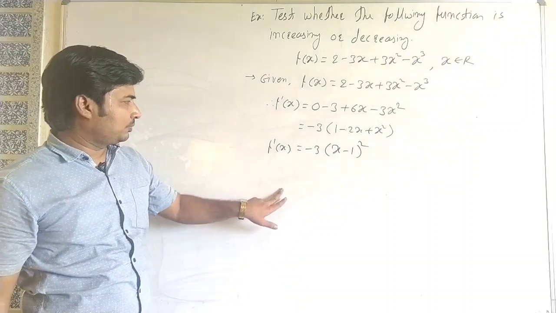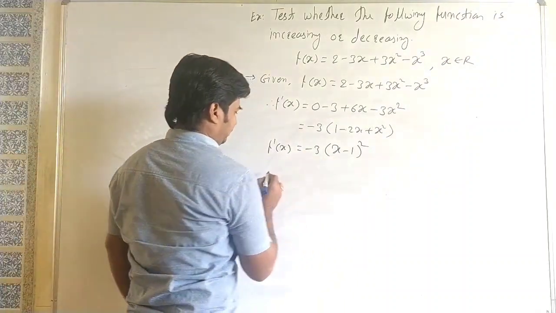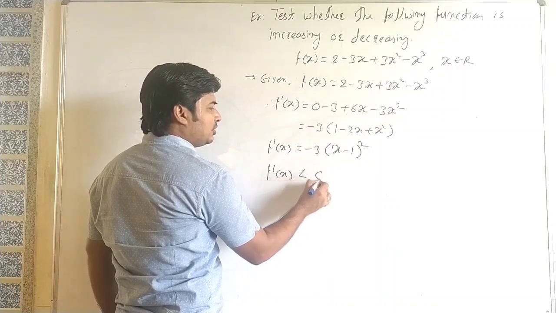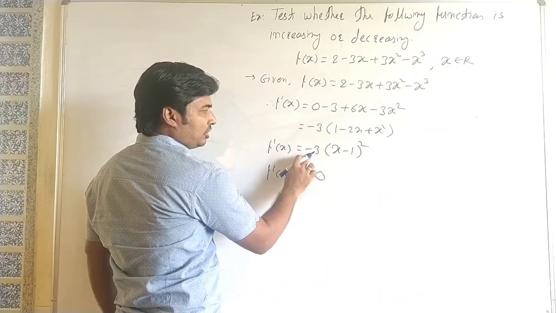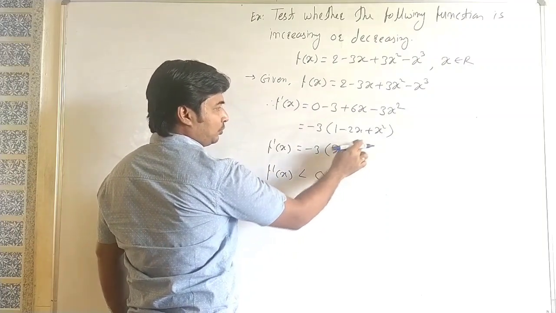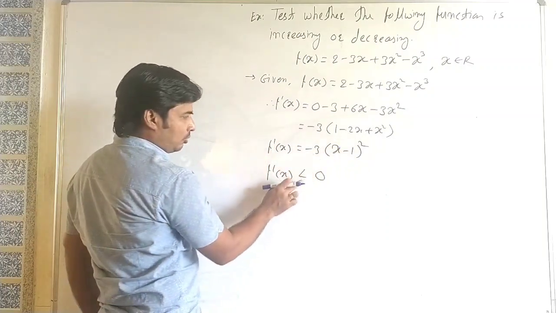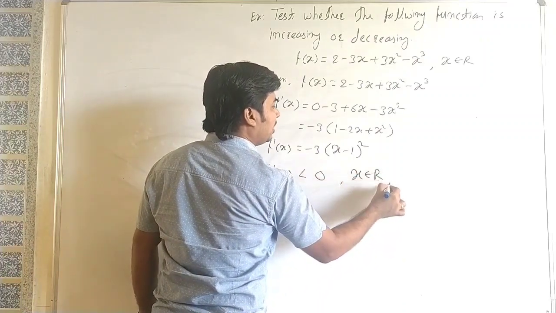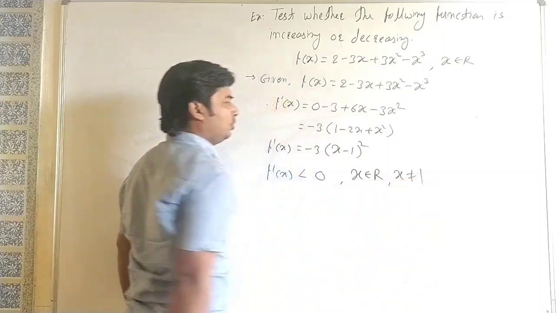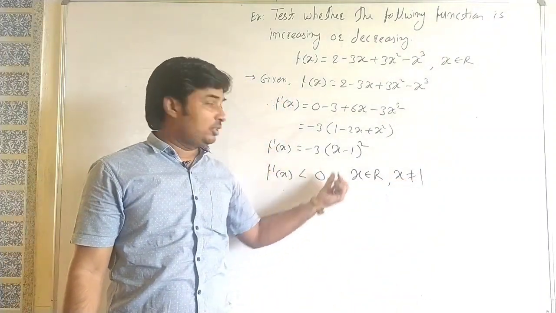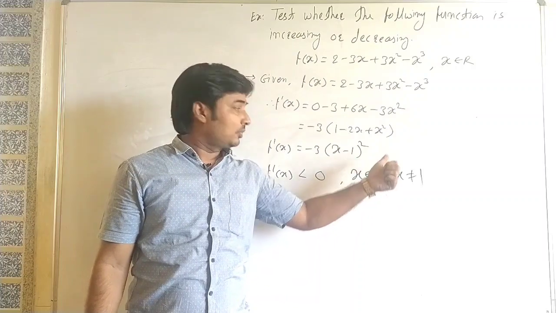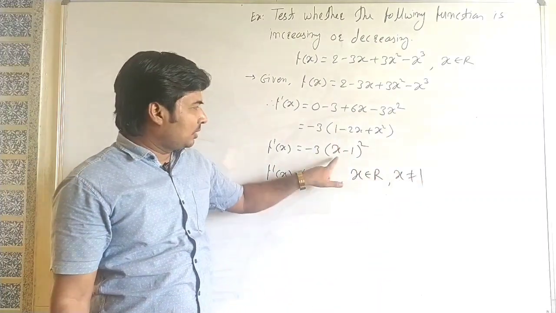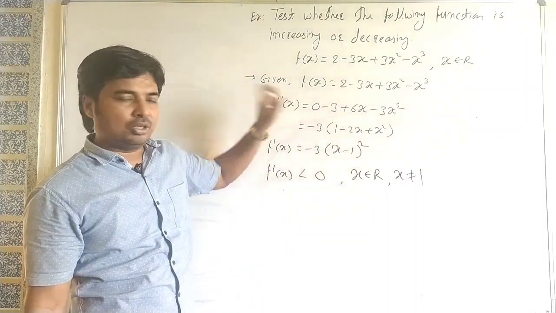Now for any value, f dash of x is less than 0, because (x minus 1) whole square is always non-negative, and non-negative into negative is negative. For any value, it is less than 0 for x belonging to the real numbers except x equal to 1. That means f dash of x is less than 0 for x belonging to all real numbers when x is not equal to 1. When x is equal to 1, it is 0, non-negative.